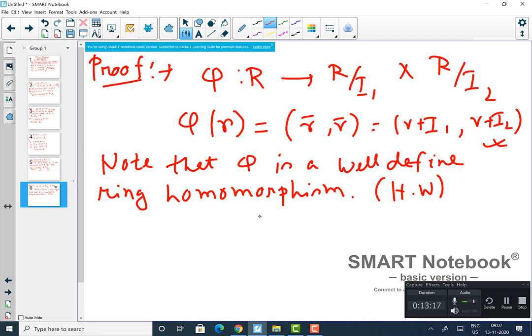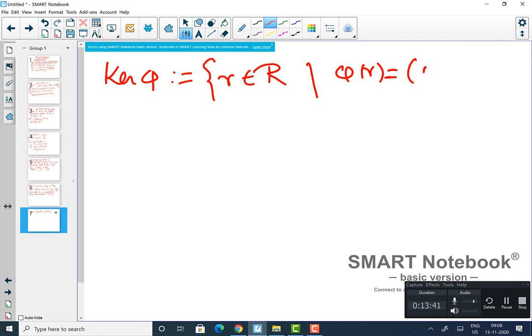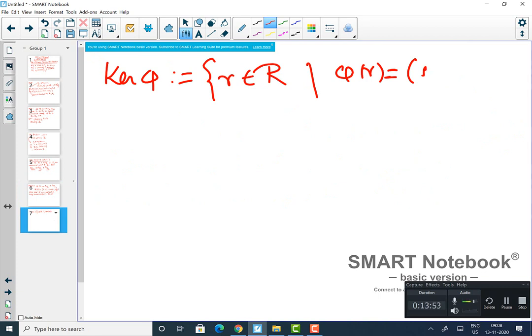and I want to know what the kernel is first. So let me find out the kernel of phi. The kernel of phi, by definition, is all those r belonging to R such that the image of r is zero. So what is zero here? Zero means zero inside this direct product, right? That is coming from the individual zeros of these rings. So what will that be? That is the zero ideal, right? So zero plus I1, let me write it this way, and then I2. So this is actually the ideals I1, I2, right?